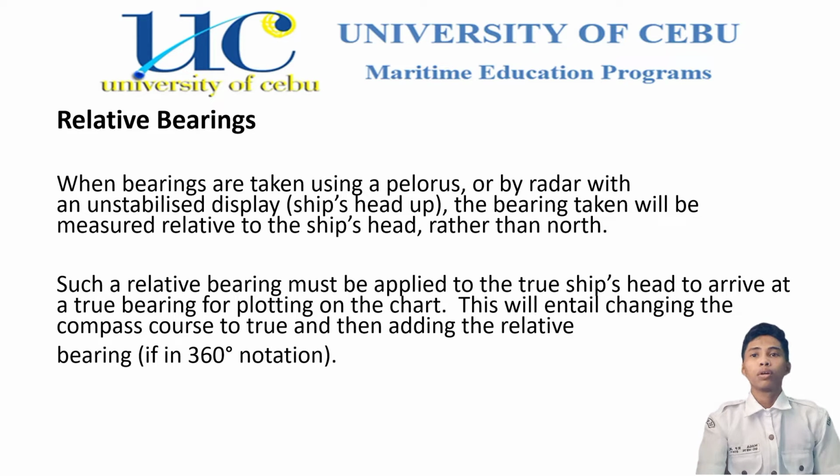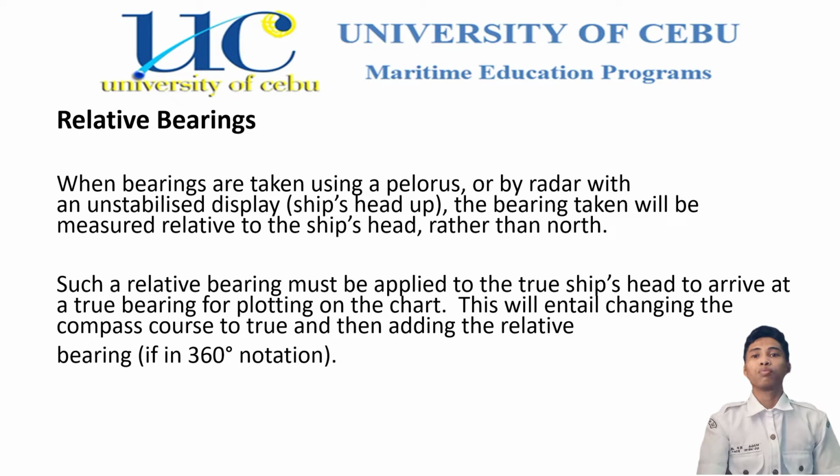Relative bearings. When bearings are taken using a pelorus, or by radar with an unstabilized display, ship's head up, the bearing taken will be measured relative to the ship's head rather than north. By the way, the pelorus is a fixed protractor usually wrapped around the outside of the ship's compass. The pelorus does not rotate like a compass. So 0 degrees on a pelorus always aligns with the bow of the boat, and 180 degrees always aligns directly behind the stern.